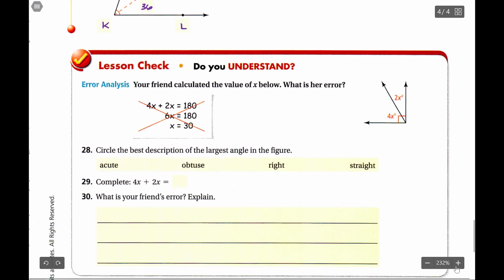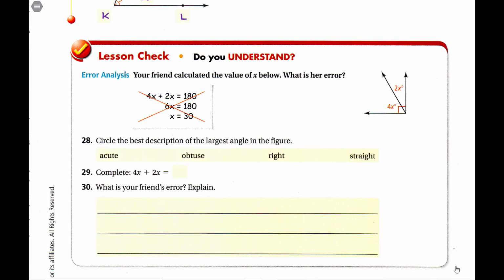The lesson check for the error analysis. Our friend calculated the value of x. What is her error? First thing she put was 4x plus 2x equals 180. She solved for x and got 30. Now, if that was the correct problem, then she's 100% right. However, 4x plus 2x, we can see, is 90 degrees. So the issue that she had was that she set this equal to 180 degrees rather than 90. And when we look at the angle given, it is provided as being a 90-degree angle, which means it's right.